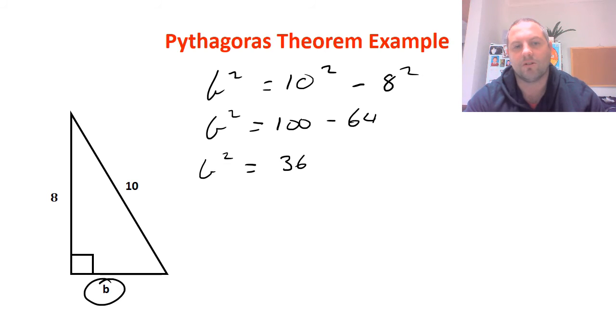So what we're going to do is square root both sides. So b is now by itself. Square root of 36 is 6. So 6 is your answer. Nice and simple.